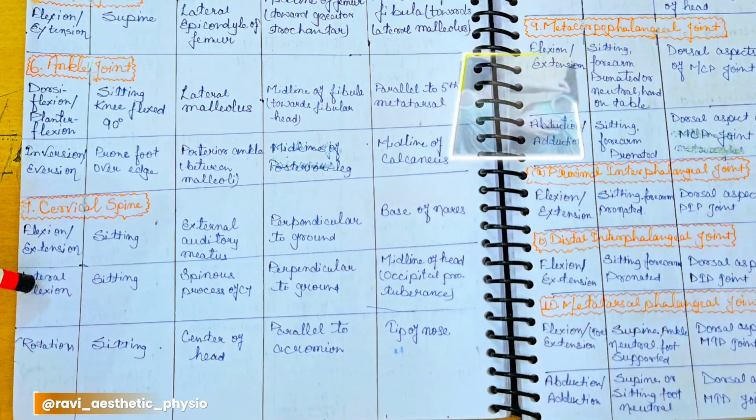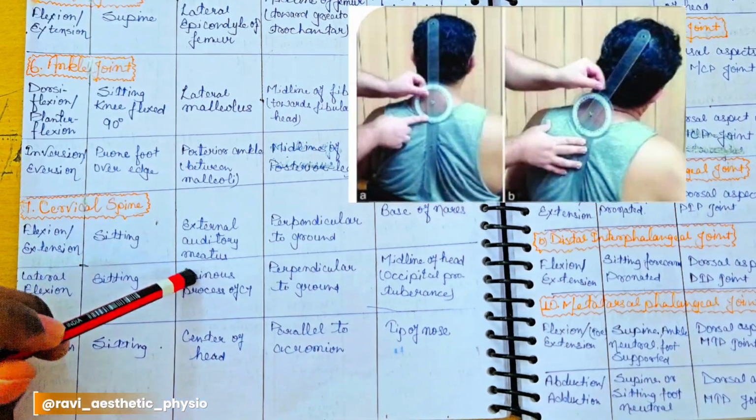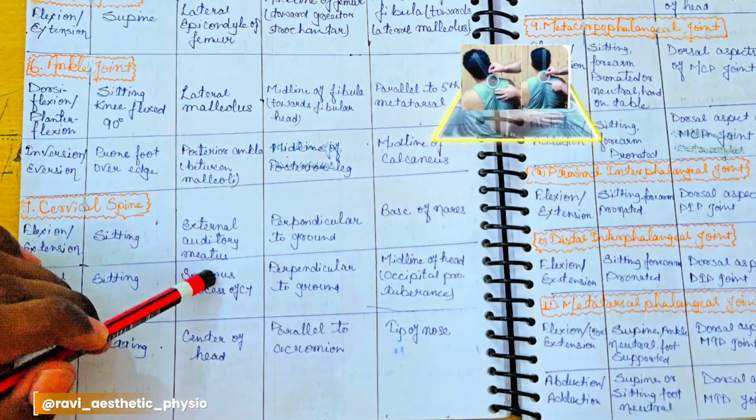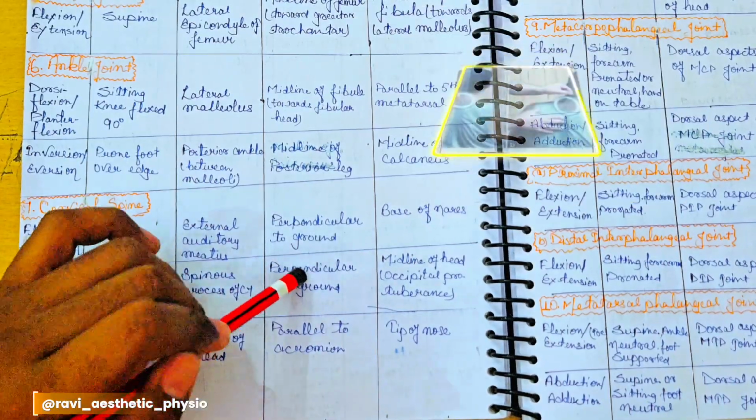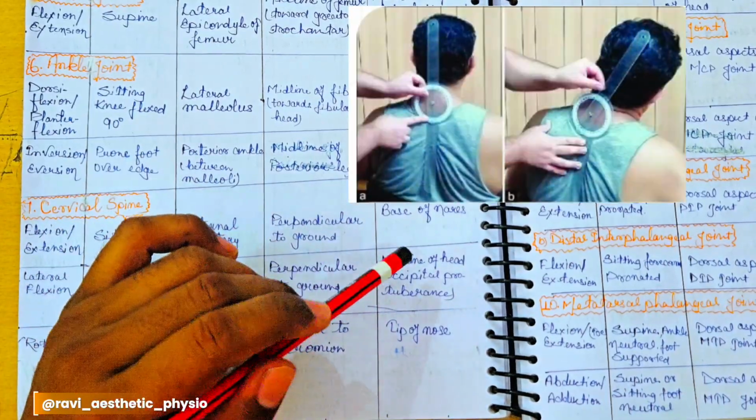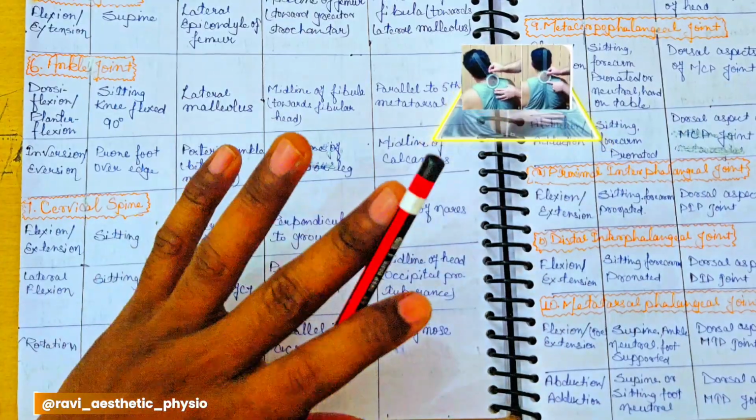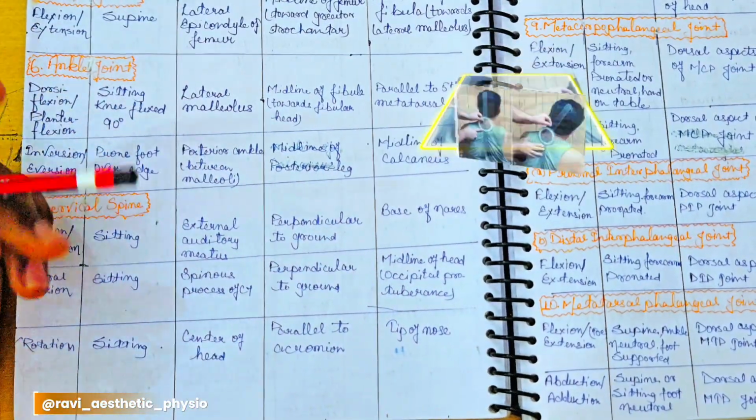Next is lateral flexion. For lateral flexion, the patient position is to be sitting. The fulcrum is placed over the spinous process of C7. Perpendicular to the ground is the stationary arm, and the moving arm moves with the midline of the occipital protuberance. So you can easily measure the lateral flexion of the cervical spine.